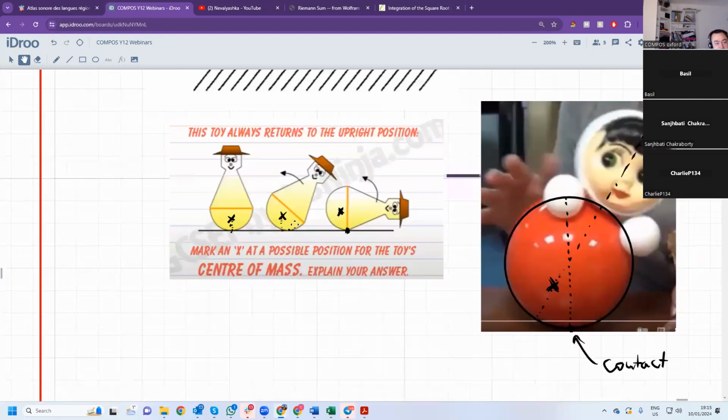Also, here you can see that the center of mass moves up. That's another reason for the toy to return to its original position: it has less energy when it's upright, because the center of mass is lower. And any system will always go to the position of lowest energy, if it can.